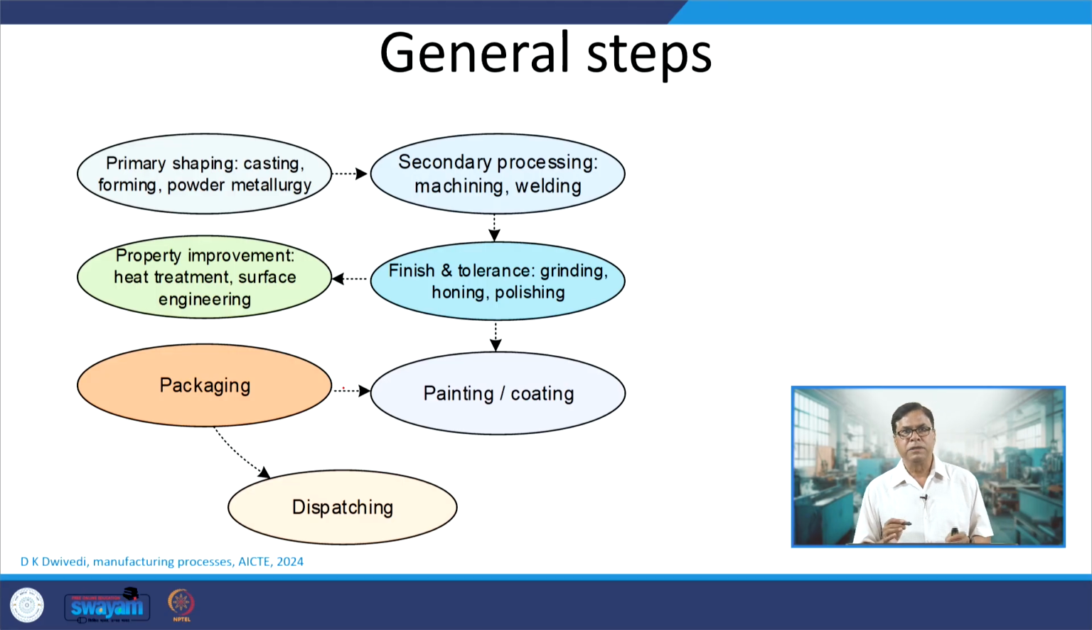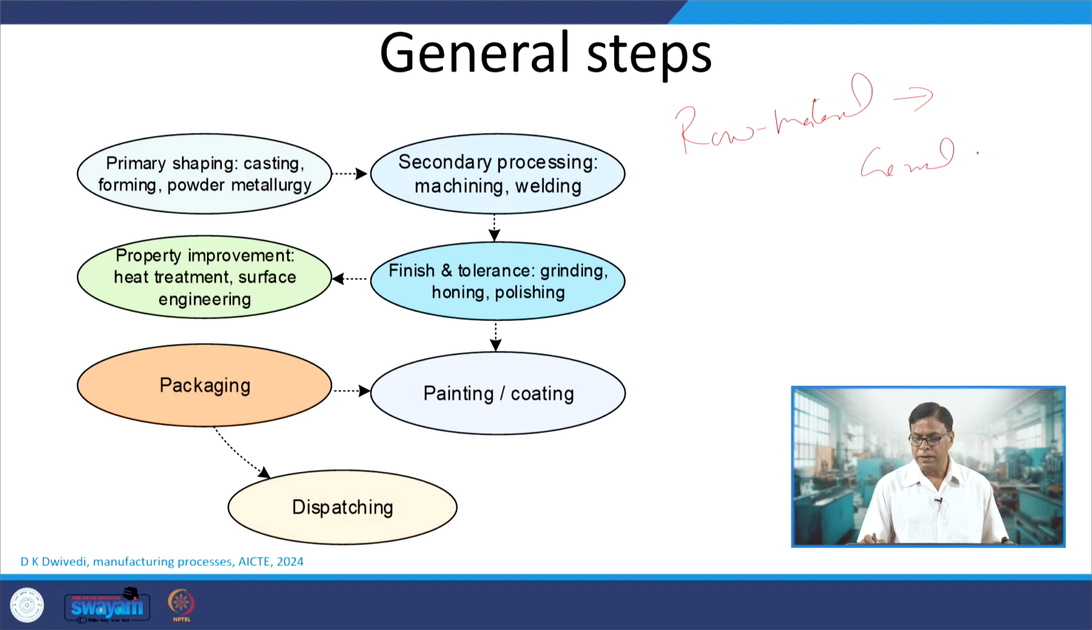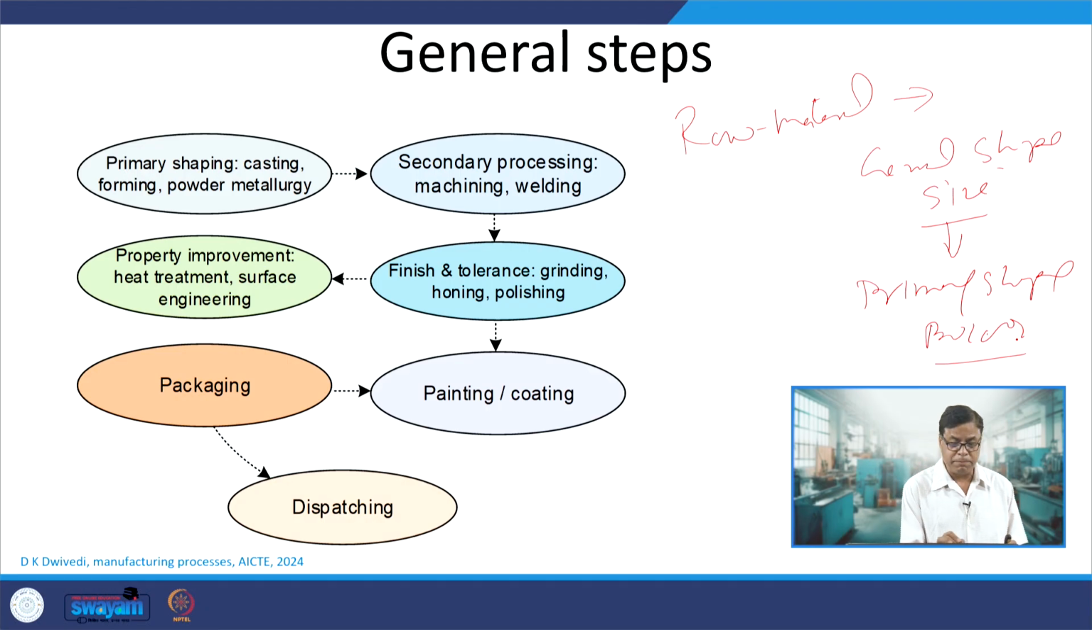We will first try to understand the general overview of any manufacturing route, starting from the raw material. Initially, efforts are made to get the general shape and size close to the desired one, and for this we prefer the primary shaping processes. These primary shaping processes are casting, forming and powder metallurgy.